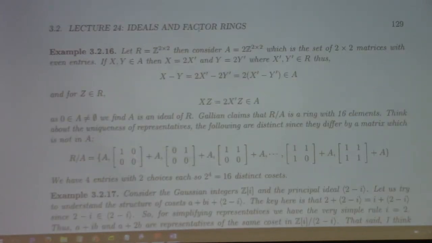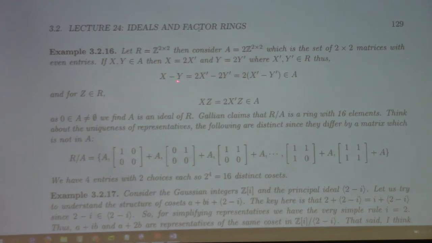This example is a little bit more out there. If we look at 2 by 2 integer matrices, and consider the ideal of even-entried 2 by 2 matrices, think about it. If you take the difference of even-entried matrices, you get a matrix with even entries. And if you take any integer matrix and multiply it by an even integer matrix, if you think about how matrix multiplication works, you always have one of the numbers from the even matrix multiplying everything, so you have a sum of even things. It's still even. It's easy to check.